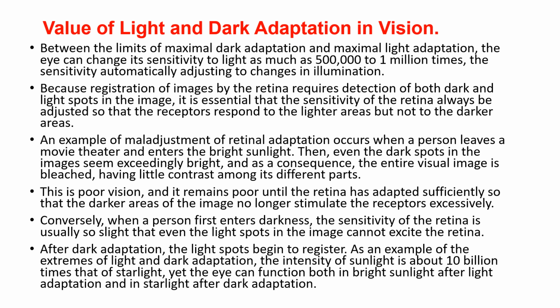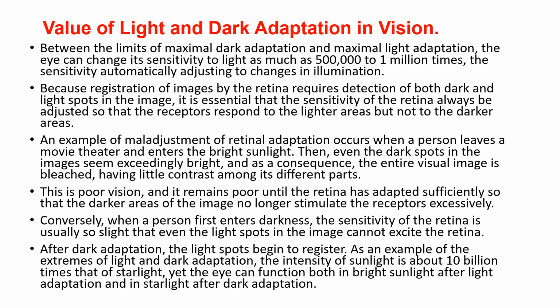An example of maladjustment of retinal adaptation occurs when a person leaves a movie theater and enters the bright sunlight. Then, even the dark spots in the images seem exceedingly bright, and as a consequence, the entire visual image is bleached, having little contrast among its different parts. This is poor vision, and it remains poor until the retina has adapted sufficiently so that the darker areas of the image no longer stimulate the receptors excessively.